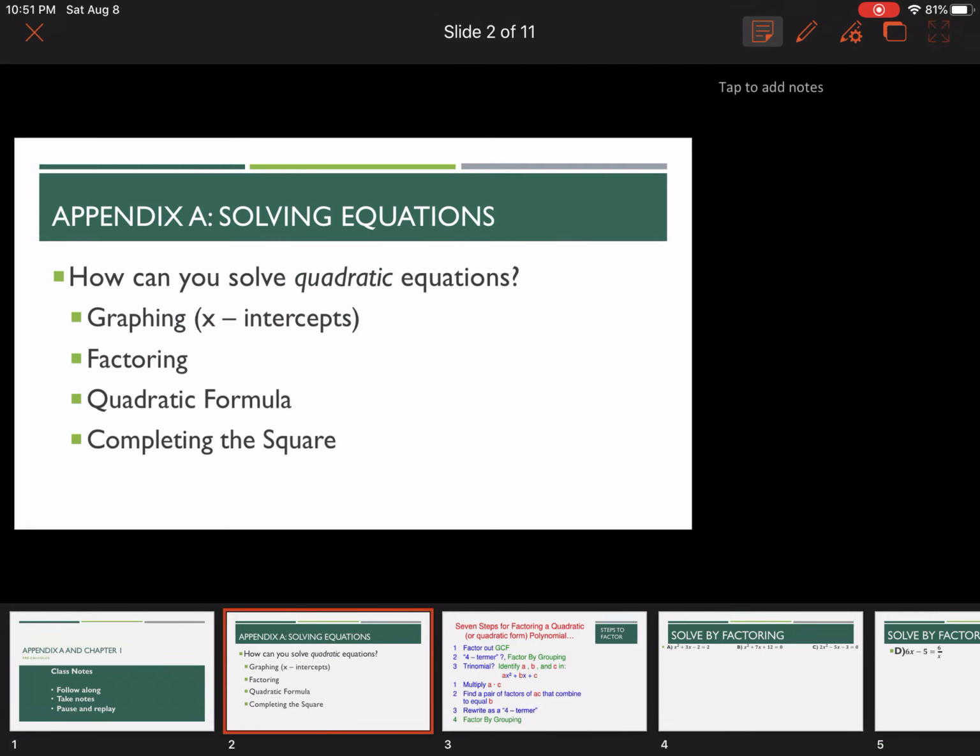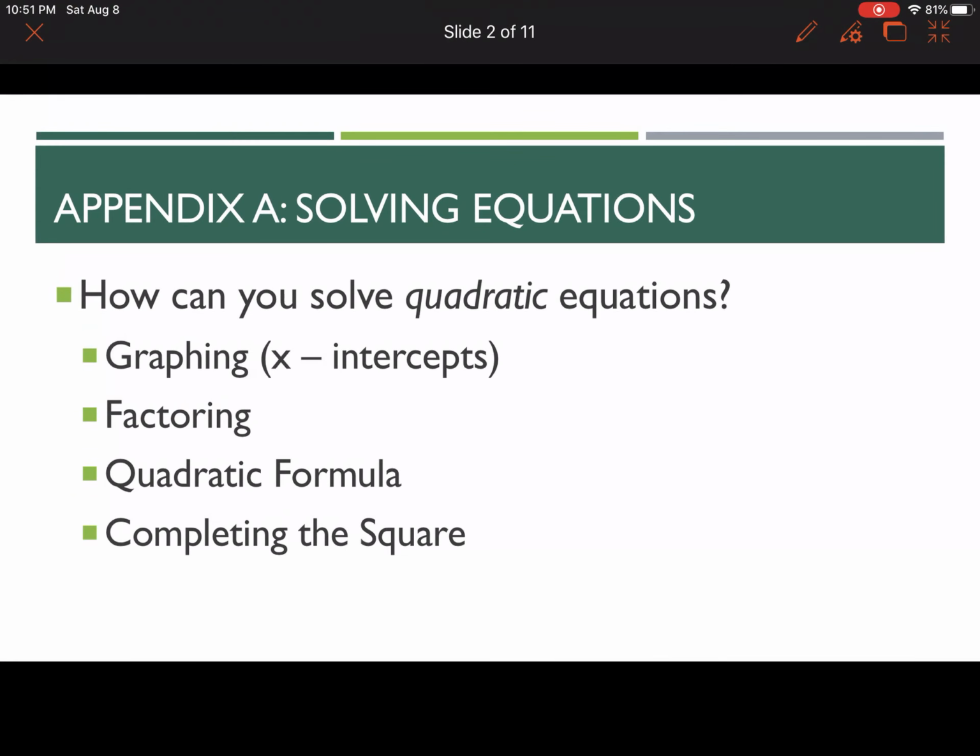So there are several ways that you can solve a quadratic equation. The first one is graphing to determine where the graph crosses the x-axis. The second way is to factor. The third is the quadratic formula. And the fourth is completing the square. We're going to focus on the last 3 methods.